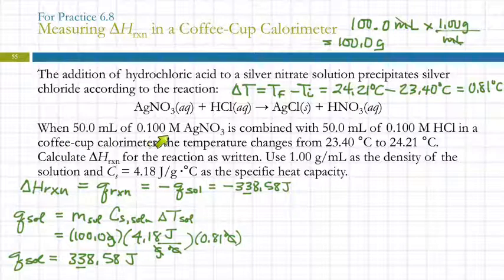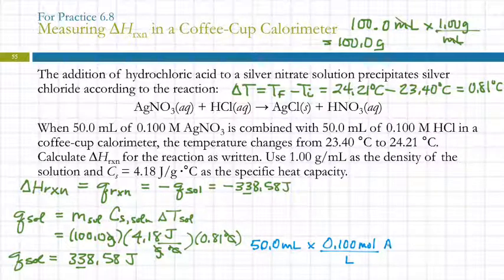Well, we have the volume and we have the molarity. Could we figure out how many moles of silver nitrate were in the cup? Sure we can. I'm going to do this in blue because maybe it'll be a little less confusing. So I've got 50.0 milliliters, and then I've got molarity 0.100 moles per liter of the silver nitrate.